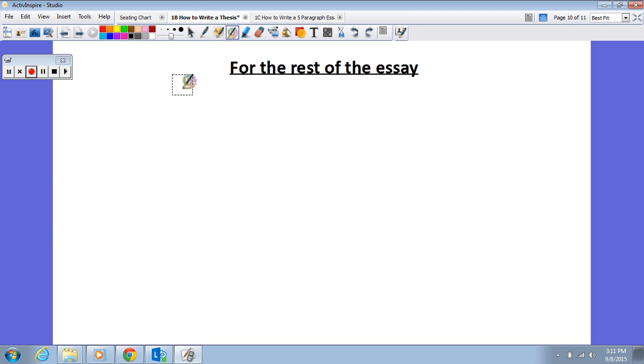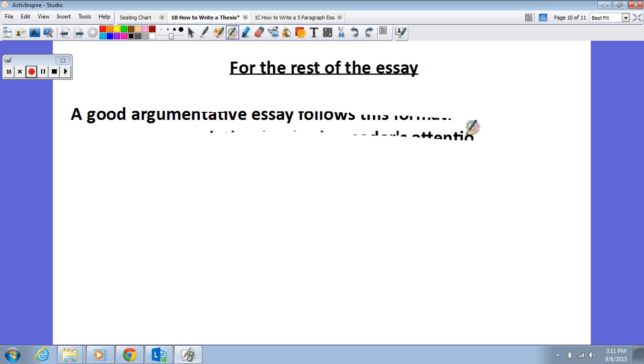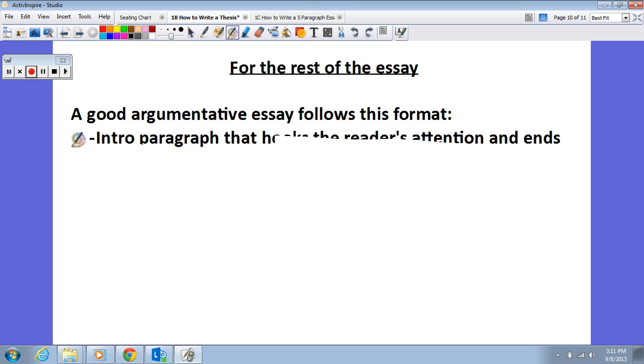All right, now that we're done with that, the last thing you need to remember here is the rest of the essay. Just a quick preview of what structure is going to look like. A good argumentative essay, and this is a general argumentative essay, we'll go into some specific ones for history next class. You're going to have an intro paragraph that hooks the reader's attention and ends with the thesis. So your intro paragraph is going to catch the reader, draw them into it, and have our thesis statement.